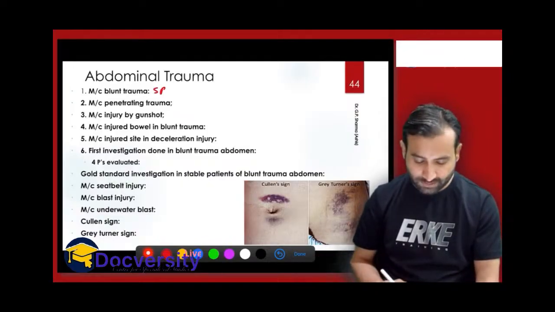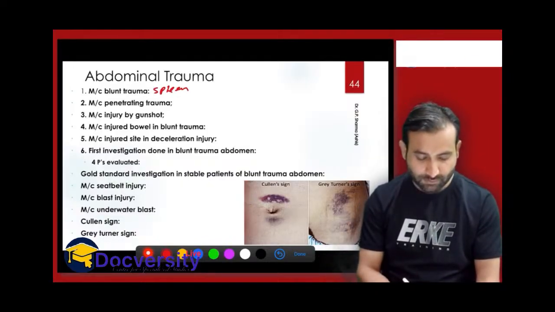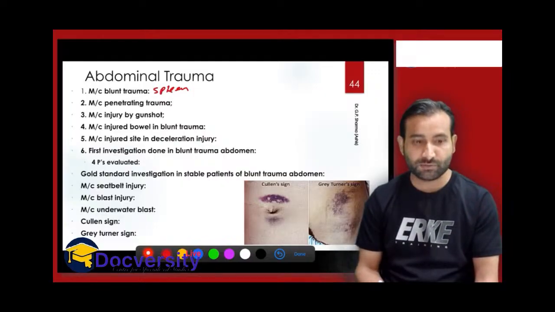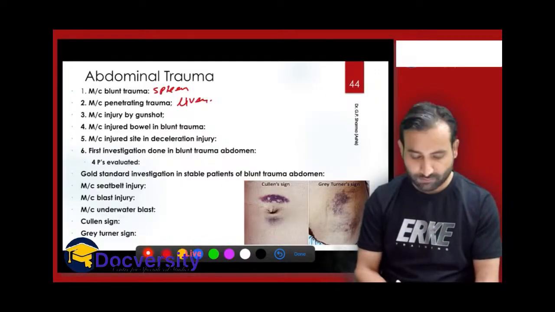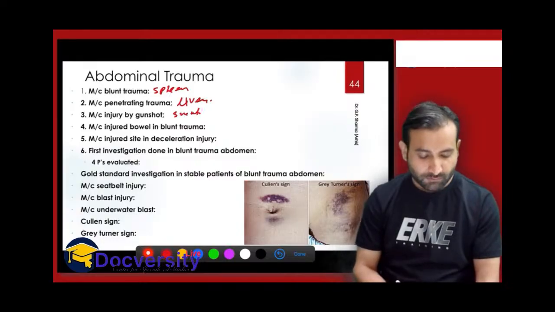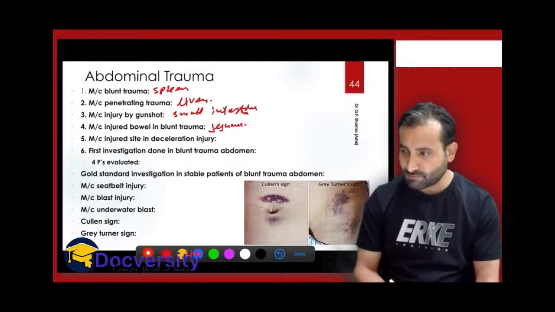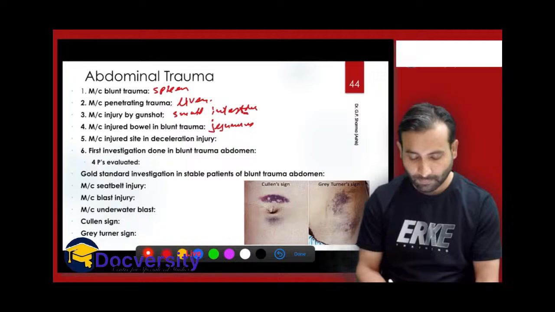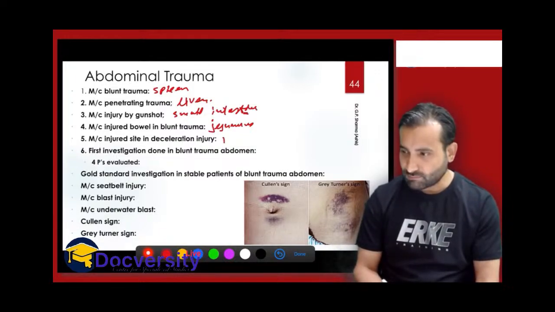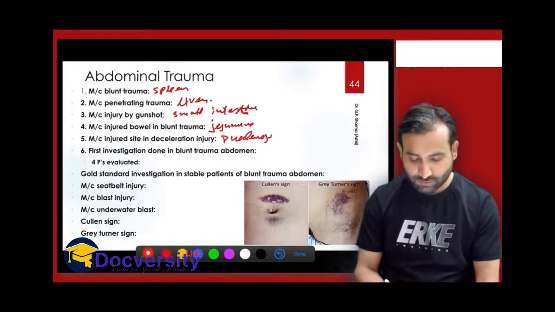Most common blunt trauma, then that is what? The spleen. Most common blunt trauma, it injures the spleen. Most common penetrating trauma, liver injury. Most common injury by gunshot, that is small intestine. Most common injured bowel in blunt trauma, that is jejunum. Most common injured site in deceleration injury, most common deceleration injury is the duodenojejunal junction.